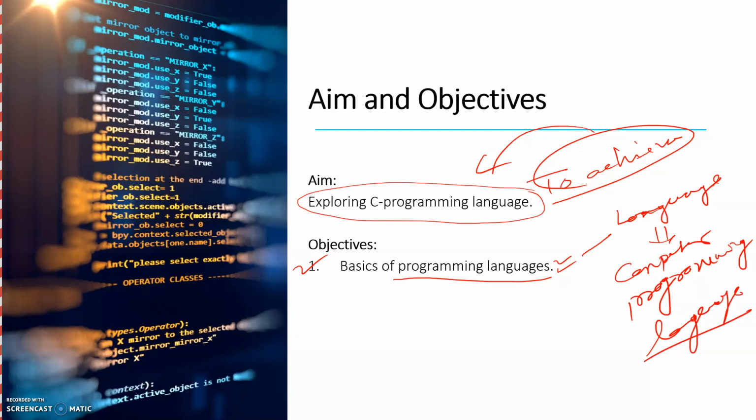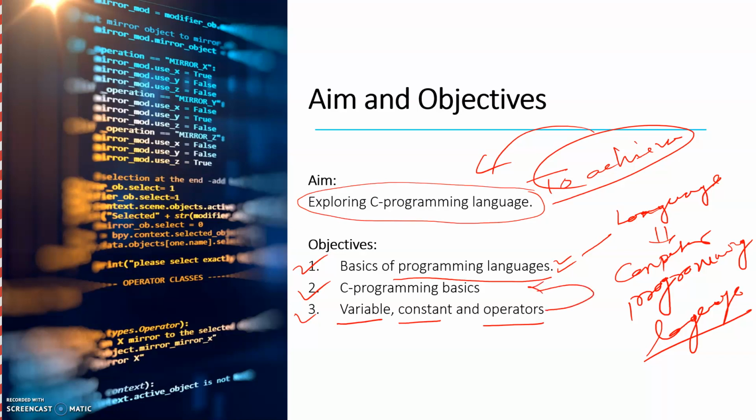Then the second objective which I have given here is C programming basics. Then we'll discuss the role of variables, constants and operators in programming language, and different types of operators given in C programming language. The next objective is decision making statements.